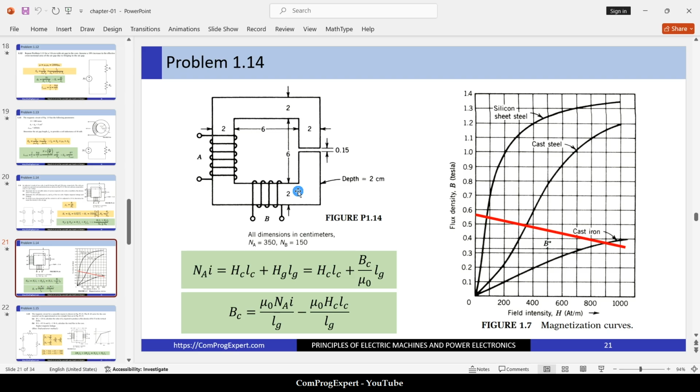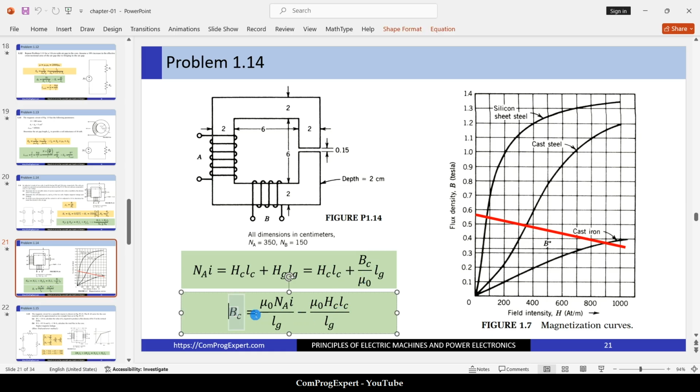So what is the value? Here we have this equation. Na times I is equal to H core, L core plus H gap, L gap. The H gap is B core divided by mu 0. Okay, we have this one. And in this equation, we have Na times I, we have L core, L gap, mu 0. So we will have this equation.